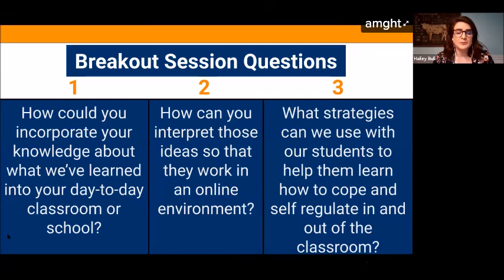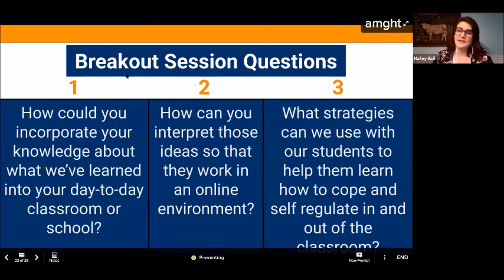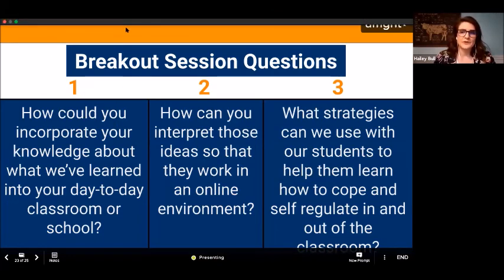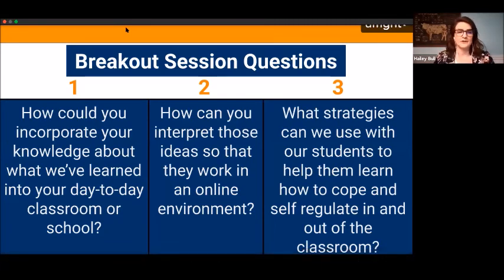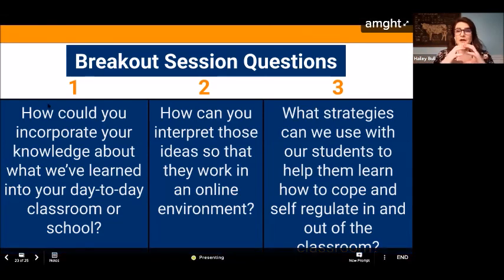How can you interpret those ideas if you're at a little bit of a higher level with this? How can you interpret those ideas so that they could work in an online environment? Because that's where we're at now. And then what strategies can we use with our students to help them learn how to cope and self-regulate in and out of the classroom? We want to move them from our classrooms into that community, just like we said before.